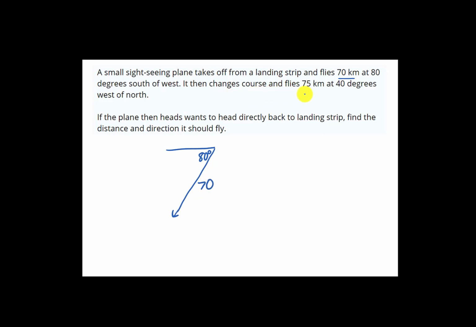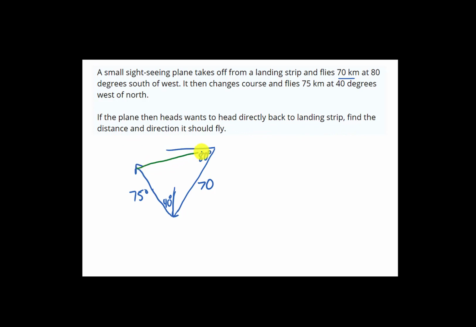And then it changes course and flies 75 kilometers at 40 degrees west of north. Okay, so we have to make a north, and then we swing around to the west by 40 degrees. So this is 40, and this travels for 75 kilometers. So there's 75. And then if the plane wants to head straight back to the landing strip, find the distance and direction it should fly.